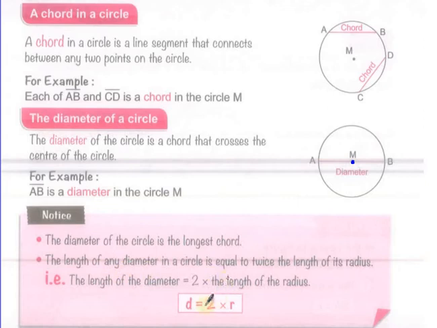Okay, so diameter equals 2 by r, it means 2 radius. Okay, the length of any diameter in the circle are equal, of course. All diameters are equal, and all radii are equal. The length of any diameter in a circle is equal twice of the length of its radius. The length of diameter equals 2 by length of the radius. The diameter of the circle we called it longest chord.